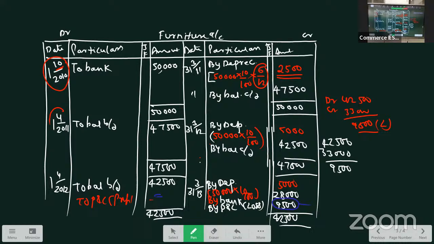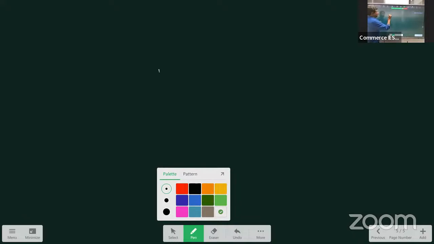Now we'll go to the next method, that is diminishing balance method. All these problems we have solved were of the original cost method, the first method. Now we'll switch to the second method, that is diminishing balance method, or we have 3 different names for that method. One is diminishing balance method, or we also call this written down value method, or we also call it reducing balance method.